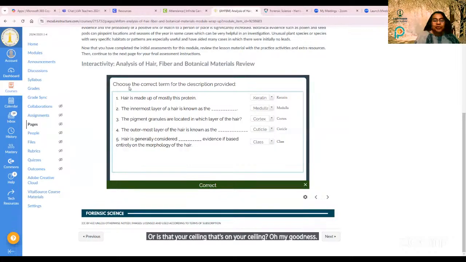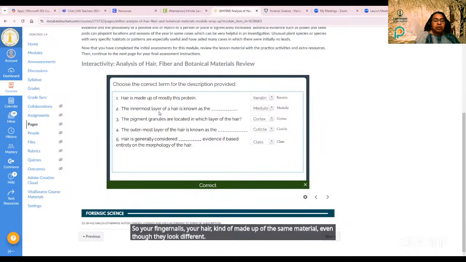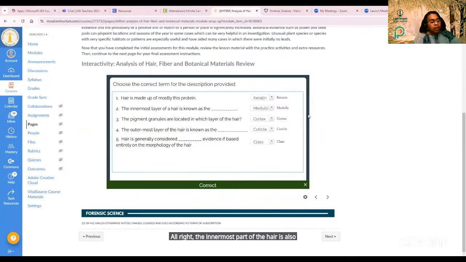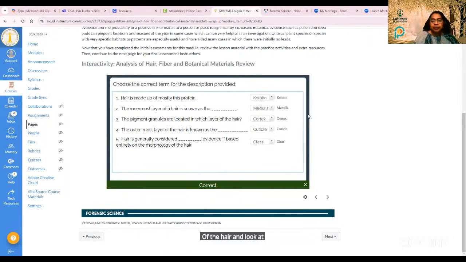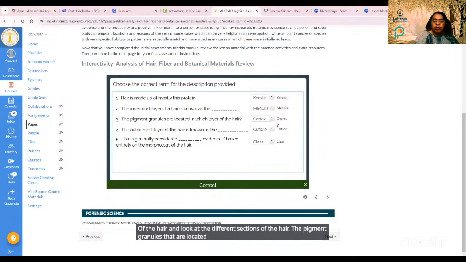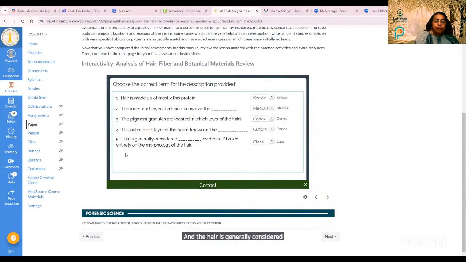All right, so hair is made up mostly of keratin. That's the material, and that's in your nails as well. So your fingernails and your hair are made up of the same material, even though they look different. All right, the innermost part of the hair is also known as the medulla. So again, go back to your picture of the hair and look at the different sections of the hair. The pigment granules are located in which layers of the cortex. The outermost layer of the hair is known as the cuticle, and hair is generally considered class evidence based entirely on morphology.